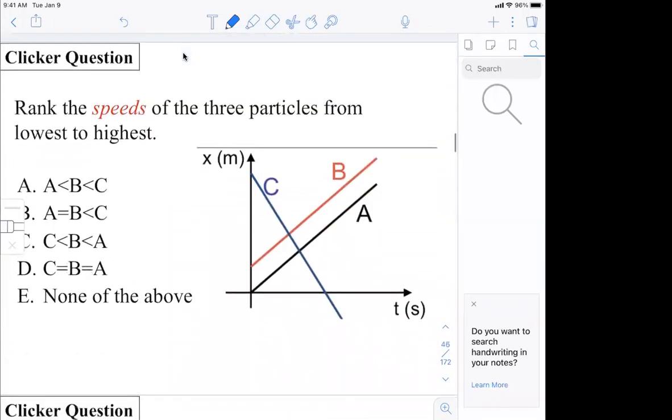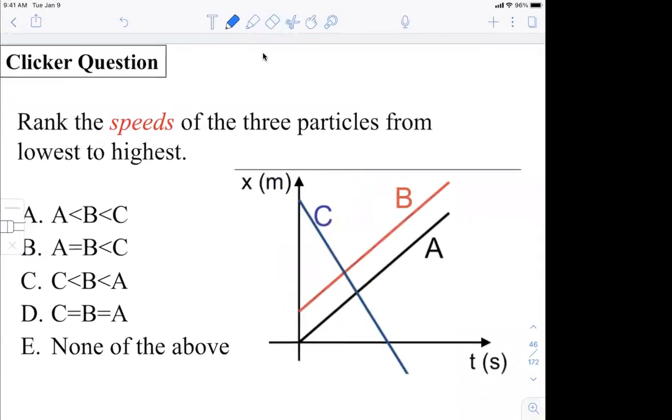Here we have a question for you. I don't think this one requires going into the breakout room. So here I'm just presenting the question, you can vote on it. We have 3 different position time graphs representing 3 different objects. Can we rank the speeds of these objects from the lowest to highest? And again, be careful that I'm asking about the speed, not the velocity. I'm only caring about magnitude.